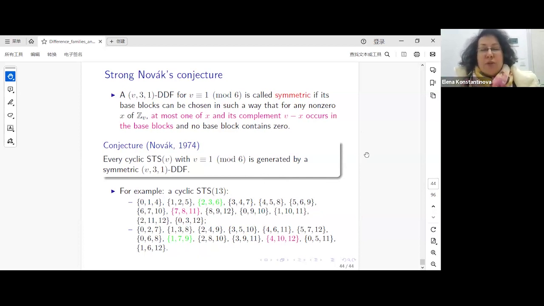Any other questions? Okay, if not, let us thank Tao again for this very interesting lecture. You gave a very nice historical background about this problem and about different families and codes. It was very interesting and useful.